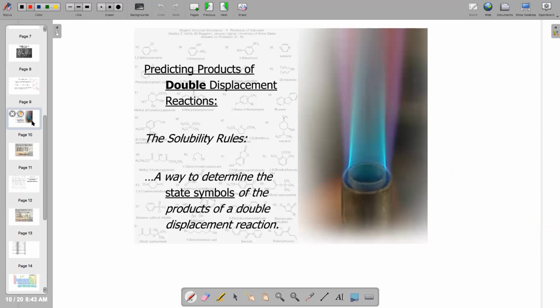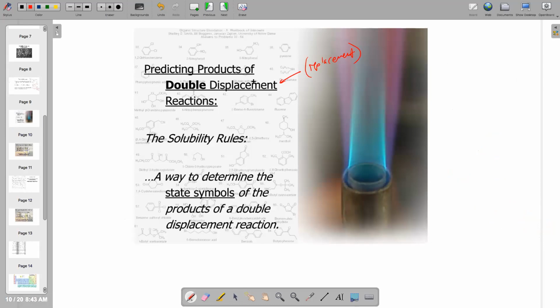This process is mostly related to double displacement reactions or double replacement reactions. It doesn't matter if you call them double displacement or double replacement. They really mean the same thing. So either double displacement or double replacement reaction.